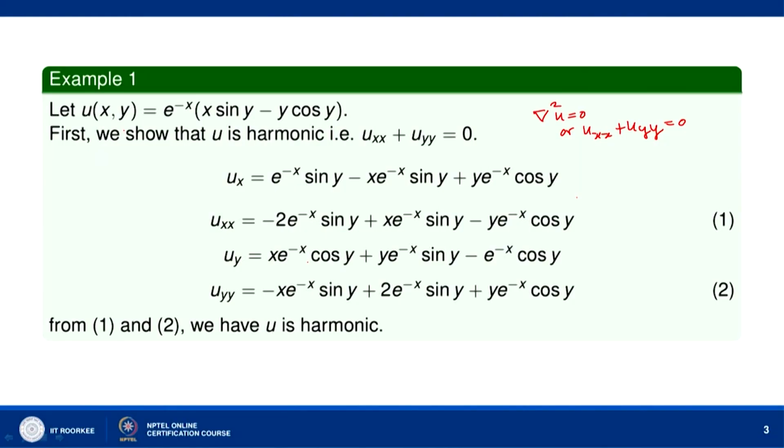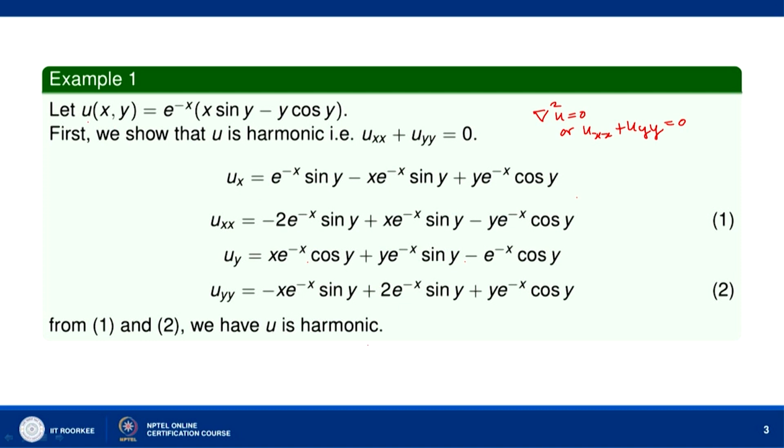Here you can see u is e to the power minus x into (x sin y minus y cos y), it is infinitely differentiable. All order derivatives of u exist with respect to x and y, therefore, second order partial derivatives of u are continuous. So, we just have to show that u is a solution of Laplace equation. In order to prove that u_xx plus u_yy equal to 0, let us first find the partial derivative of u with respect to x.